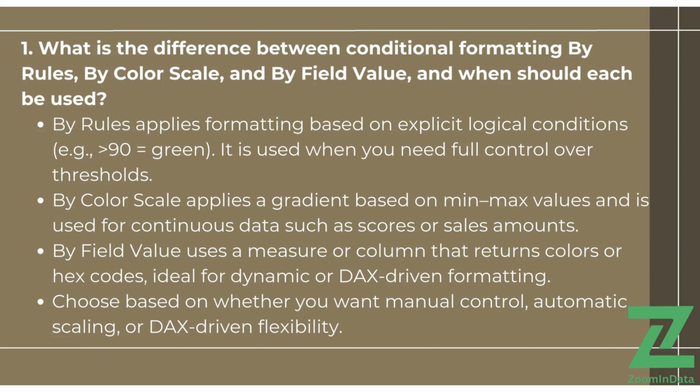By color scale applies a gradient based on minimum-maximum values and is used for continuous data such as scores or sales amounts. By field value uses a measure or column that returns colors or hex codes, ideal for dynamic or DAX-driven formatting. Choose based on whether you want manual control, automatic scaling, or DAX-driven flexibility.